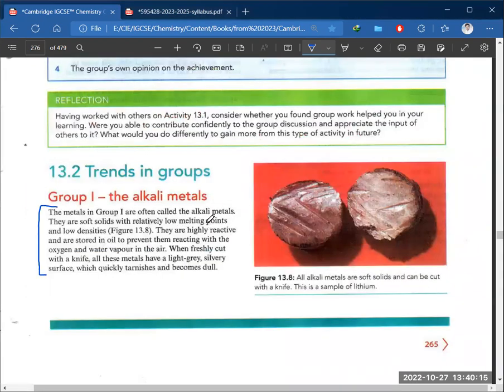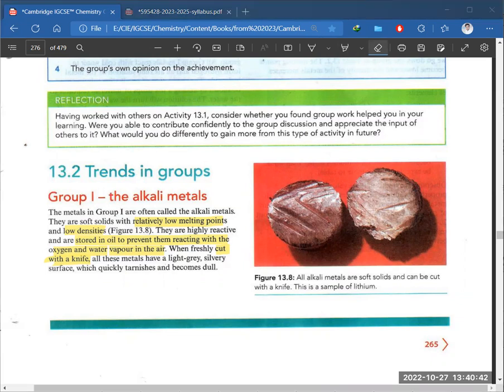Trends in groups. Group 1, the alkali metals. The metals in group 1 are often called the alkali metals. They are soft solids with relatively low melting points and low densities. They are highly reactive and are stored in oil to prevent them reacting with the oxygen and water vapor in the air. When freshly cut with a knife, all these metals have a light gray silvery surface which quickly tarnishes and becomes dull. Done. All right.